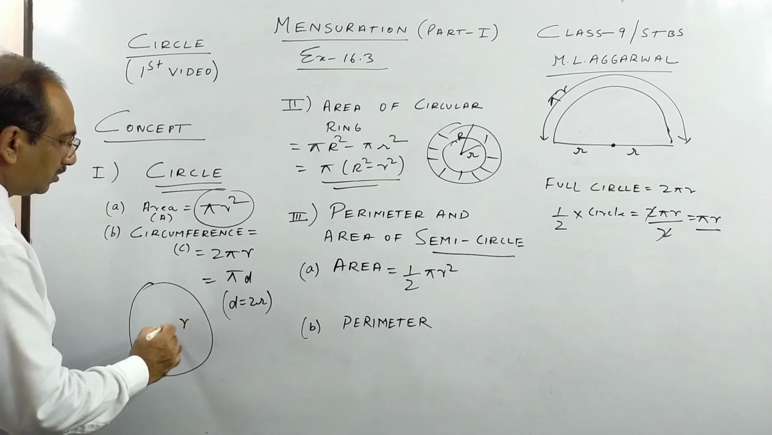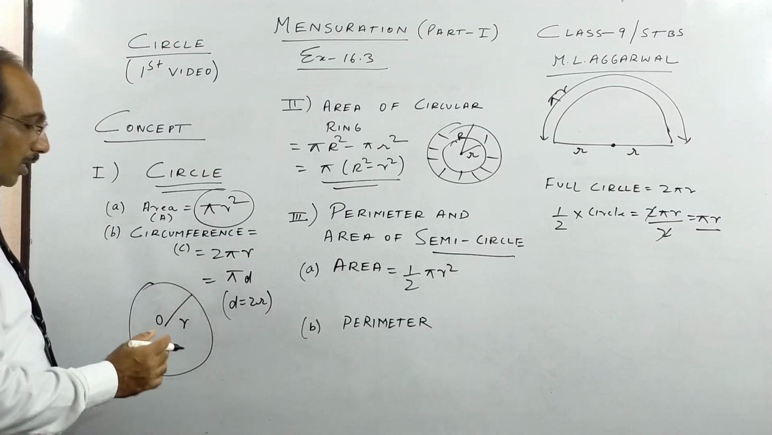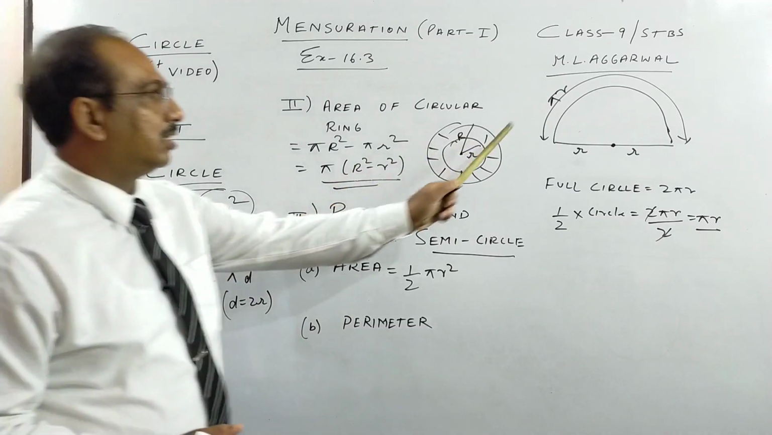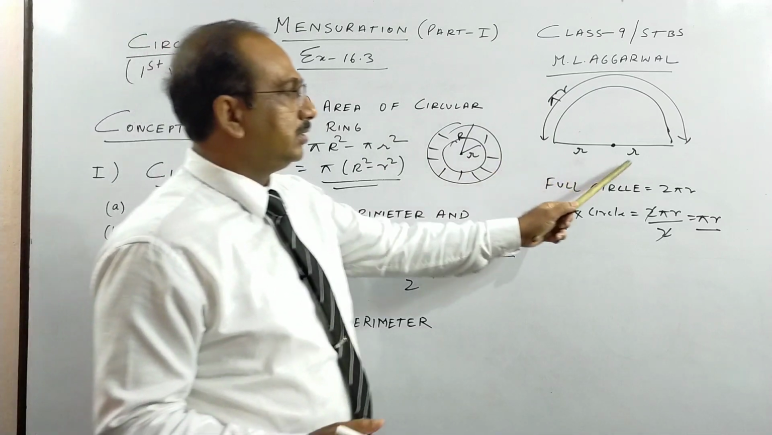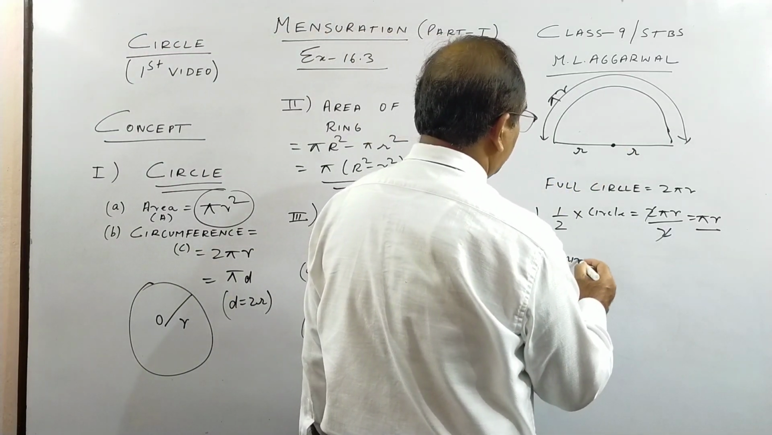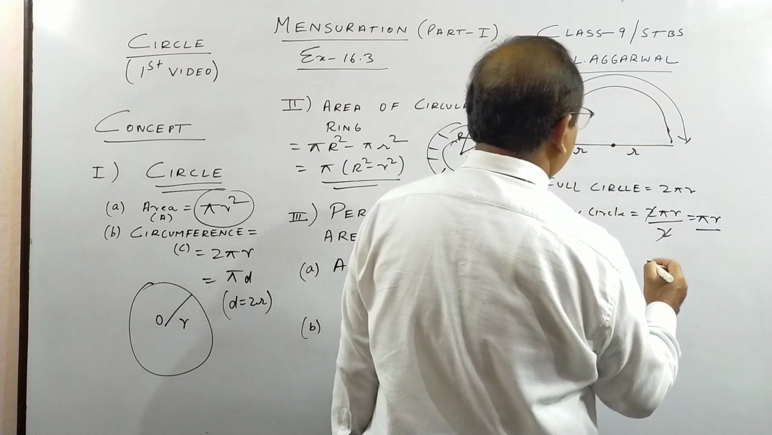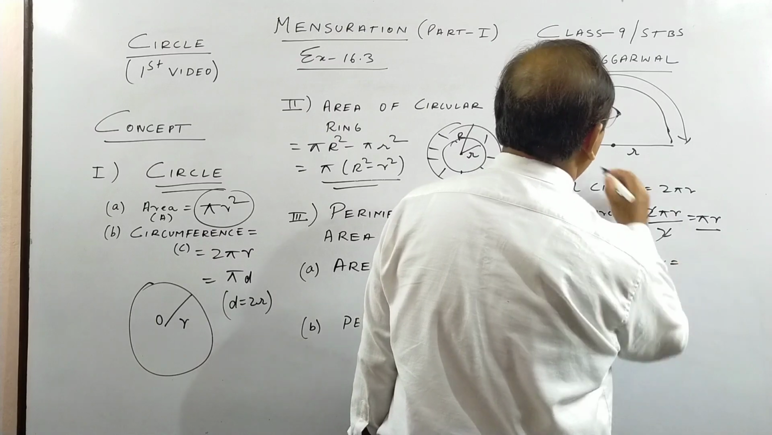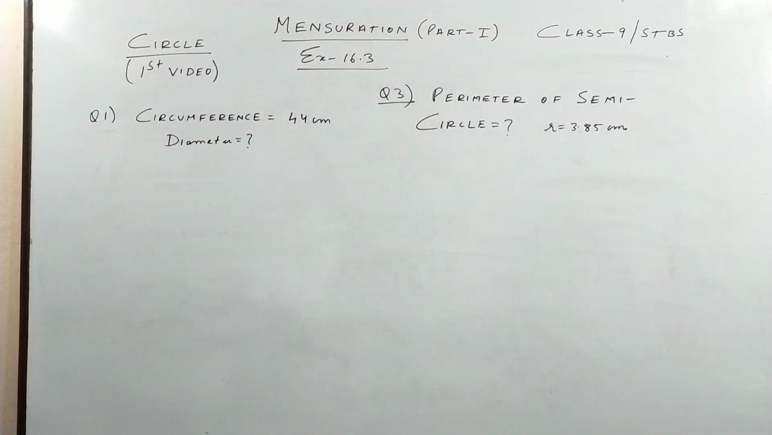This is the radius of the circle. The full circumference was 2 pi r, so for the curved part we get pi r. Then this diameter is there, which is 2 radius. So the perimeter, children, here the word perimeter is used, sometimes we use the word circumference, is pi r plus 2r.